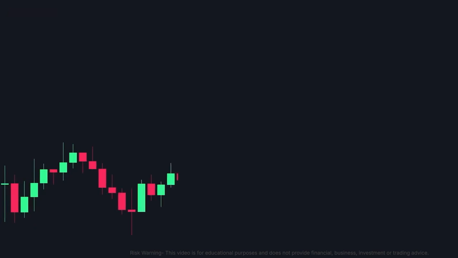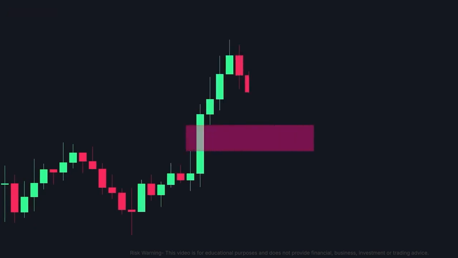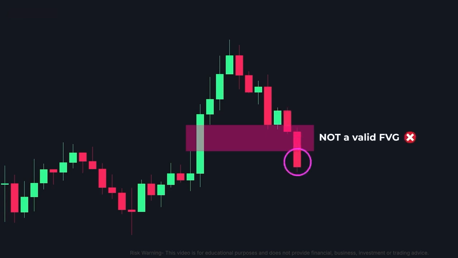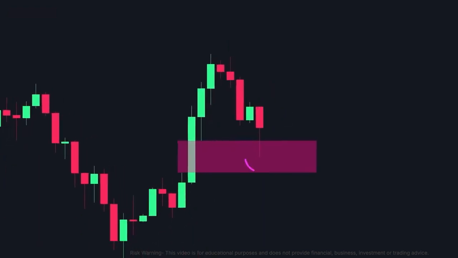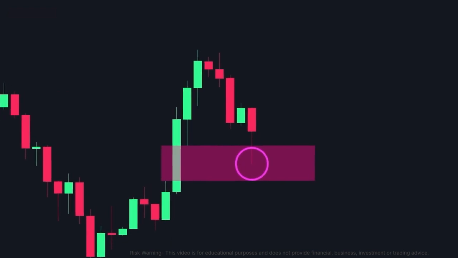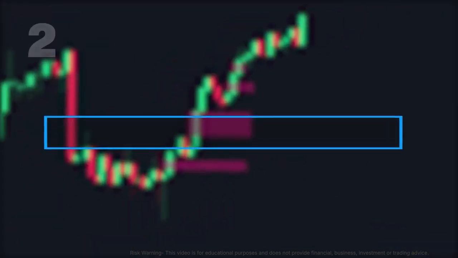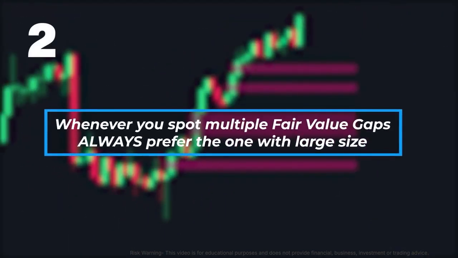Another important thing to note is that the price shouldn't retrace too deeply to the point where it closes below the gap, as if it does, then the fair value gap is also, in this case, invalidated. So the best fair value gap entry is when the price action hasn't retested it yet and the gap remains unmitigated.